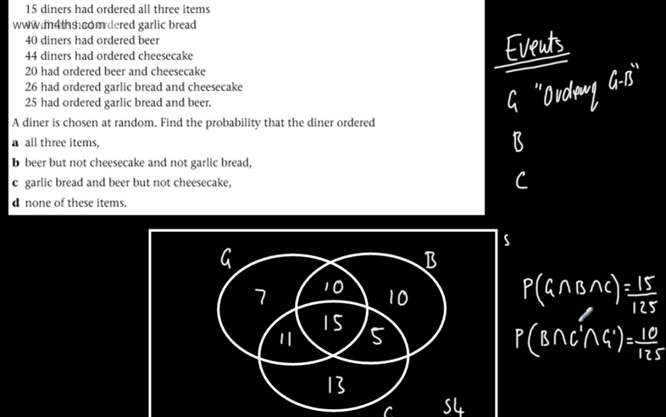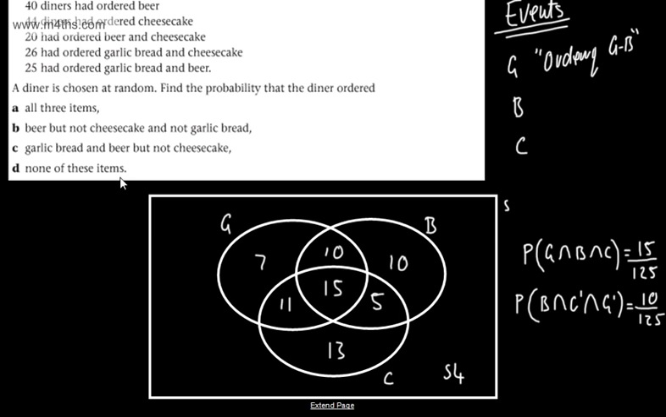If we look at the next one, garlic bread and beer but not cheesecake. Garlic bread and beer is going to be this one just here and not cheesecake. So that is going to give me now again garlic bread and beer but not cheesecake is 10. So we'll put that on as 10 over 125, which of course we can simplify. We can certainly divide by 5, so that would be 2/25, or what's that going to be, 0.08. I'm just thinking that sounds about right.